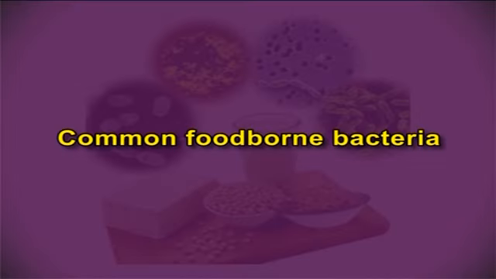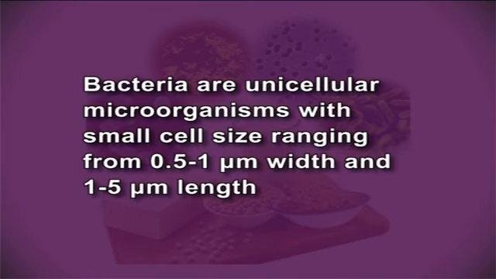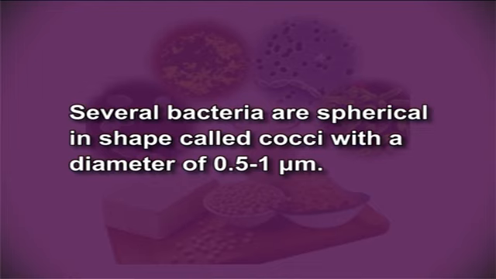Bacteria are unicellular microorganisms with small cell size, ranging from 0.5 to 1 micrometer in width and 1 to 5 micrometers in length. Several bacteria are spherical in shape, called cocci, with a diameter of 0.5 to 1 micrometer.